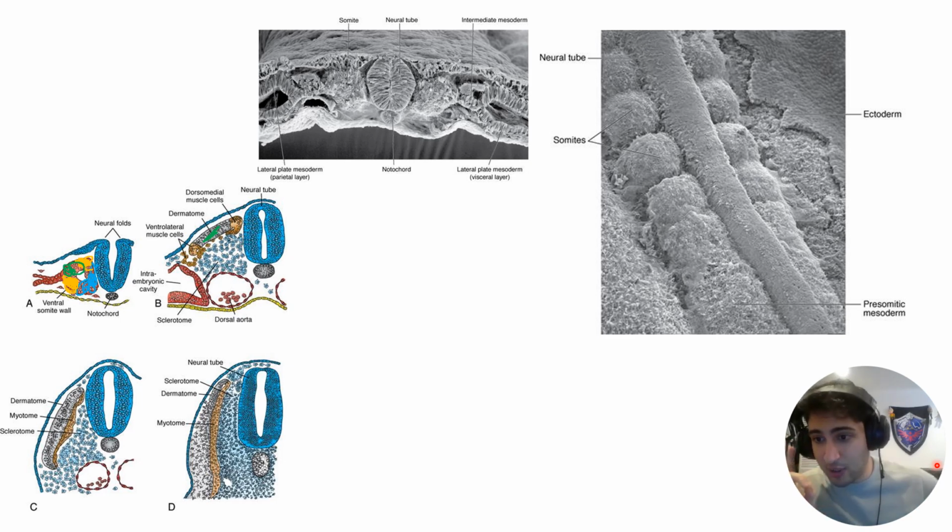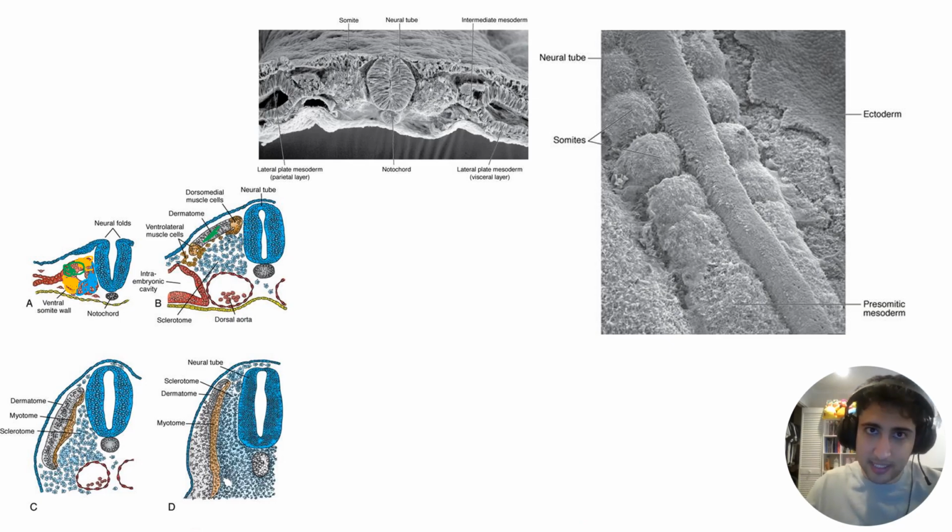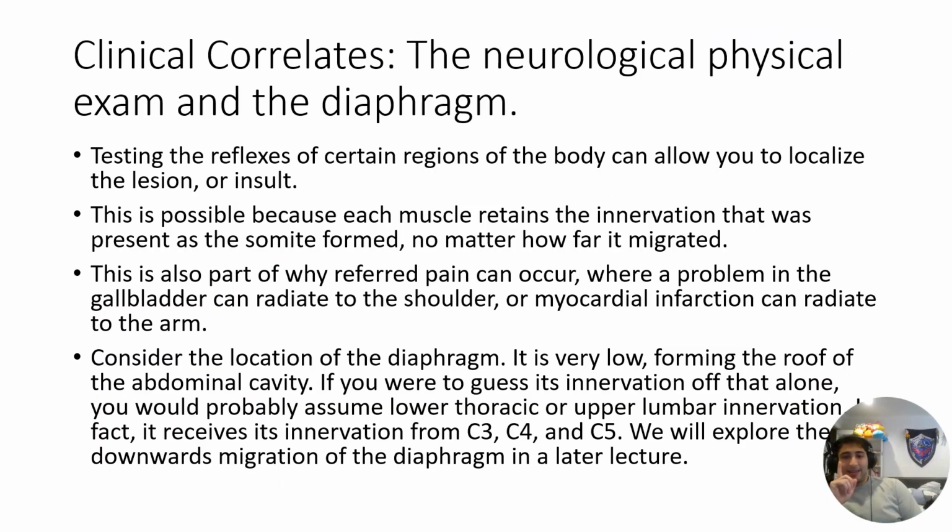And each myotome and dermatome retained its innervation from its segment of origin. So the third somite is going to keep its innervation. That's important, and we'll see why in a second. So the fact that muscles and skin retain their original neurological innervation allows us to do something really cool on our physical exam.